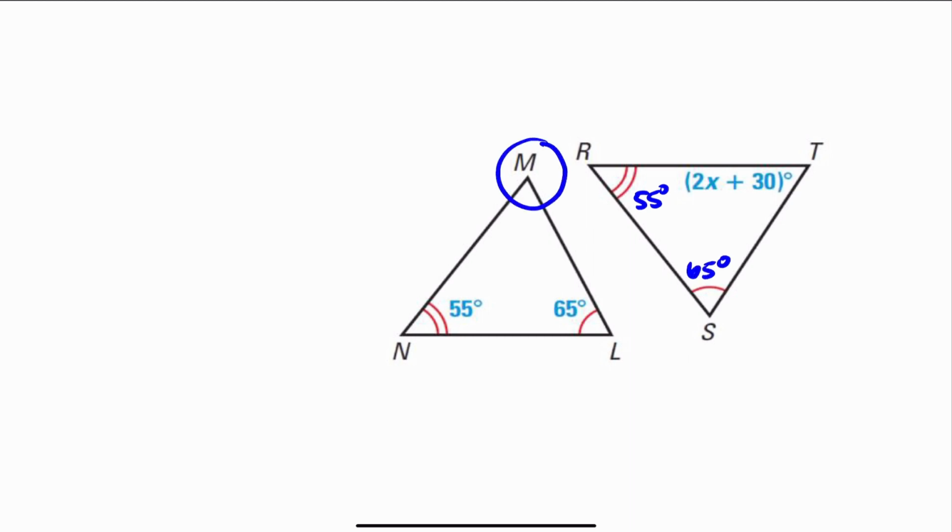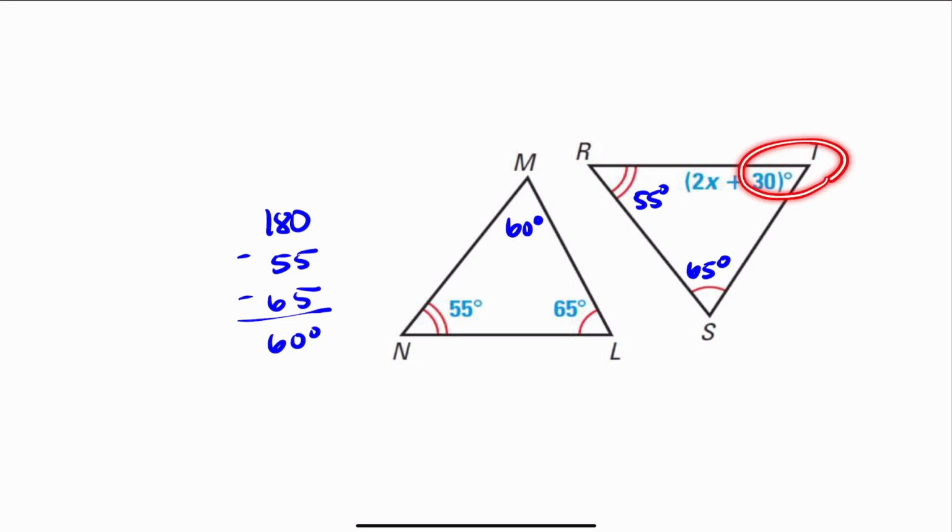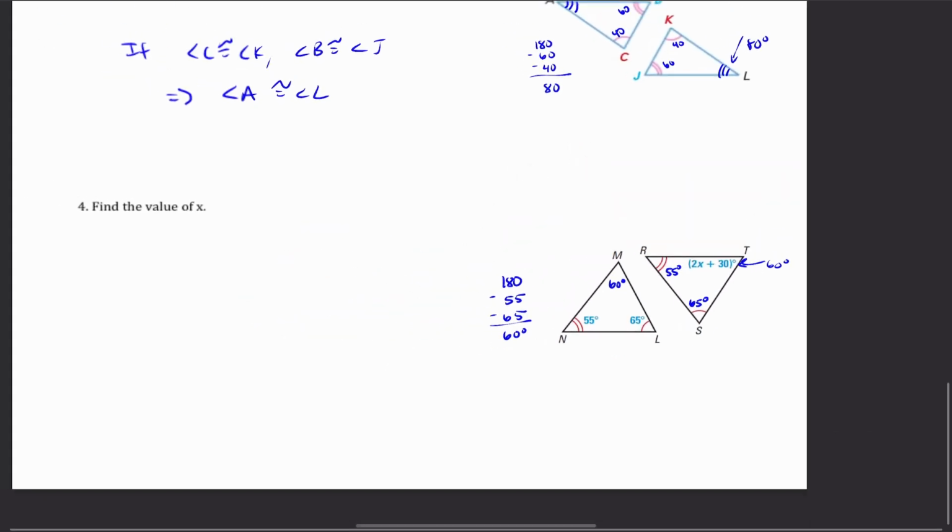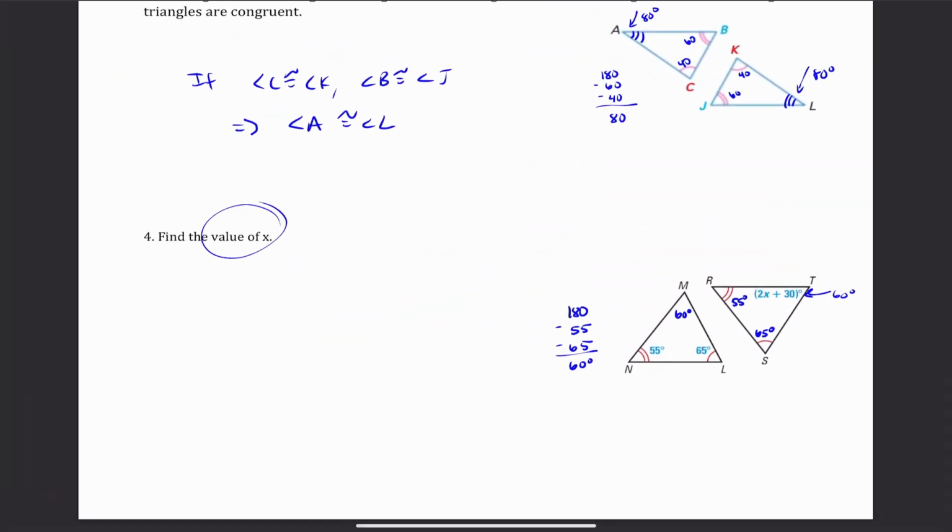So angle M, well, I do 180 minus 55 minus 65, that's 60 degrees, okay? So this angle here is 60 degrees. So that means that this angle here has to equal 60 degrees as well, okay? But I'm solving for x, right? So find the value of x.